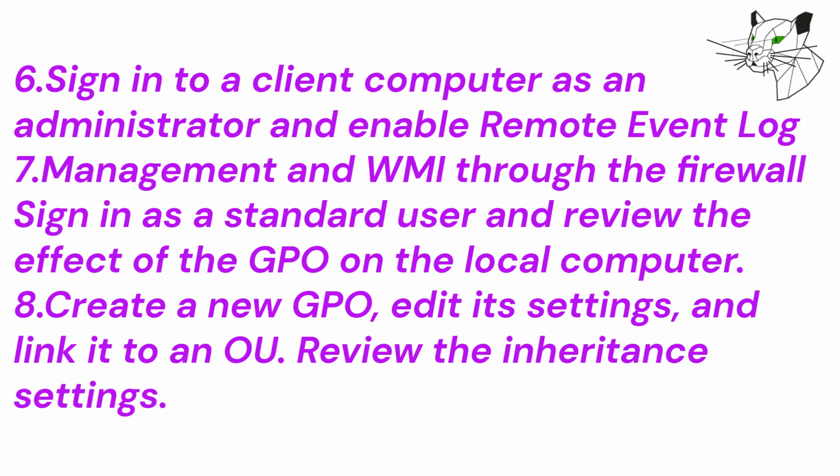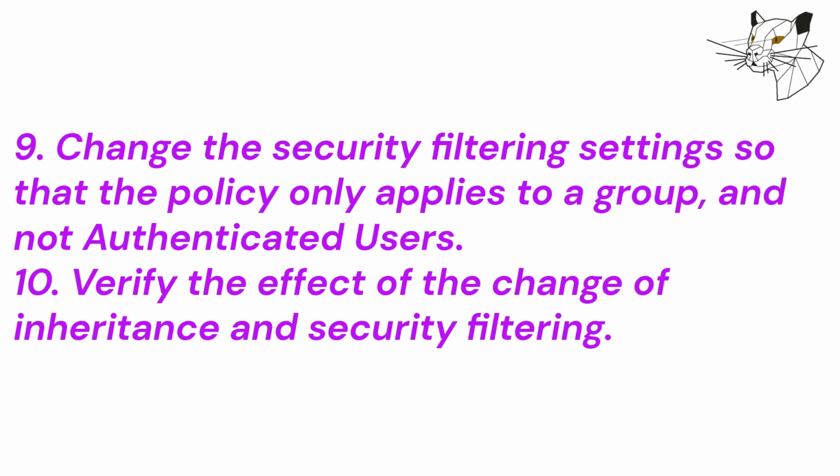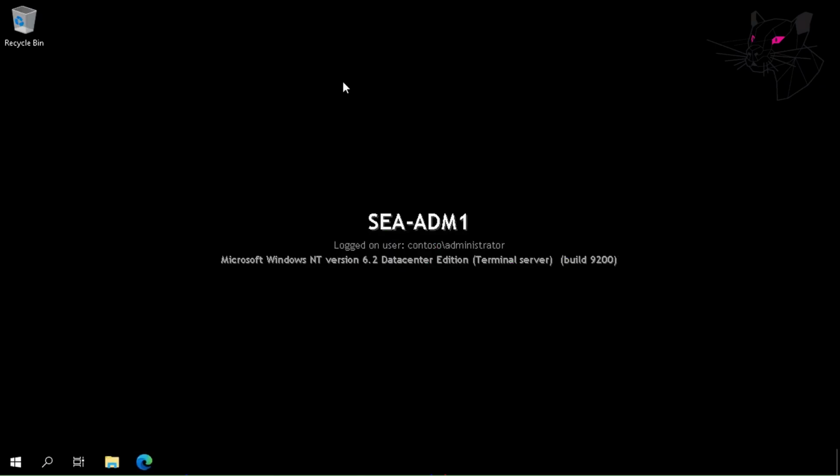8. Create a new GPO, edit its settings, and link it to an OU. Review the inheritance settings. 9. Change the security filtering settings so that the policy only applies to a group and not authenticated users. 10. Verify the effect of the change of inheritance and security filtering. How to configure and manage group policy settings.